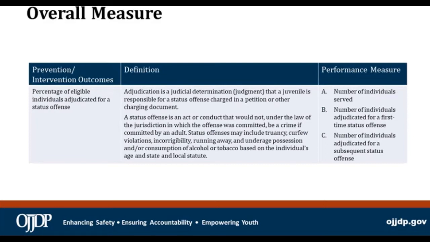Some examples include curfew violations, consumption of alcohol or tobacco based on the individual's age and state and local statute, and running away. For this measure, you will first provide the distinct count of individuals adjudicated for a first-time status offense, then the number of individuals adjudicated for a subsequent status offense. You will calculate the percentage for the number of individuals adjudicated for a first-time offense and the number of individuals adjudicated for a subsequent status offense and divide them by the number of individuals served.